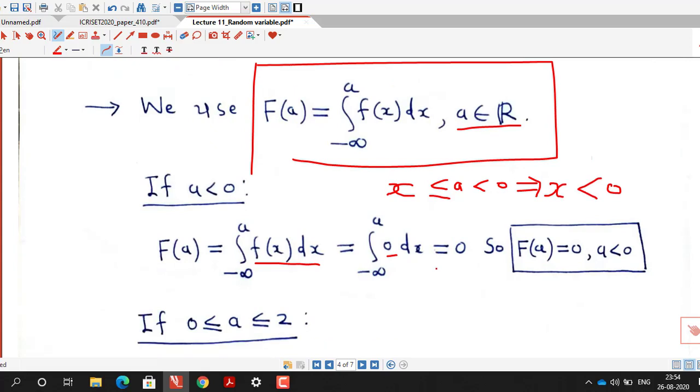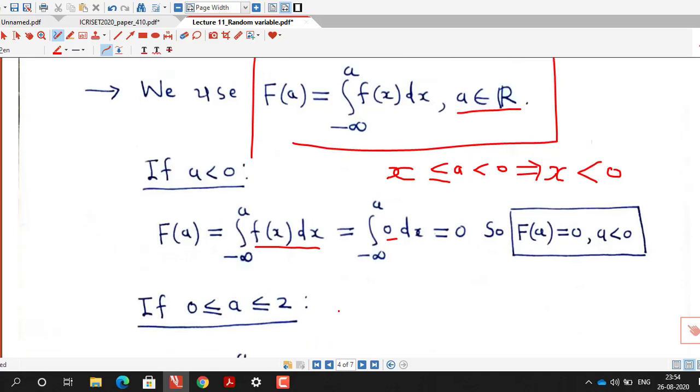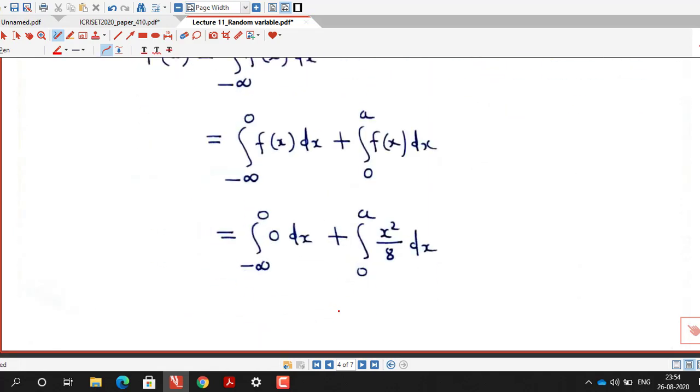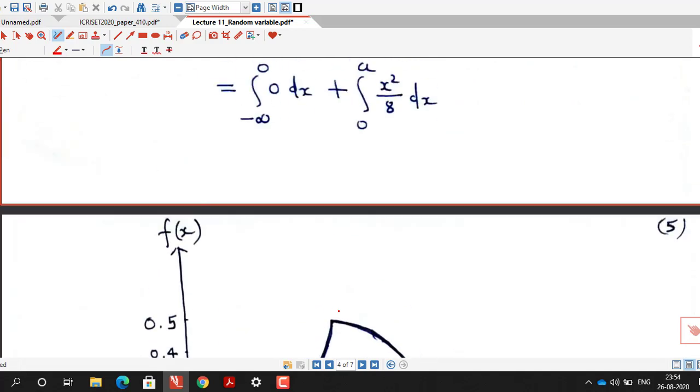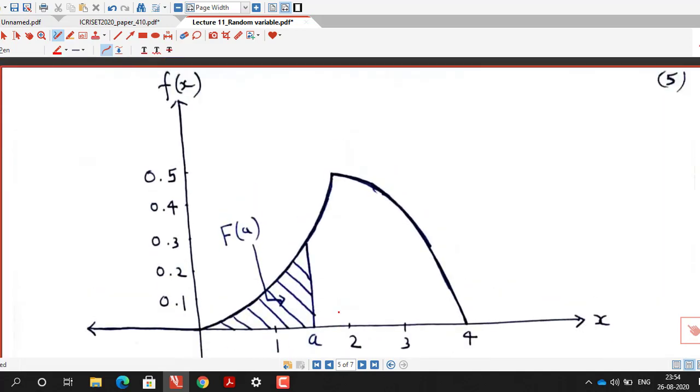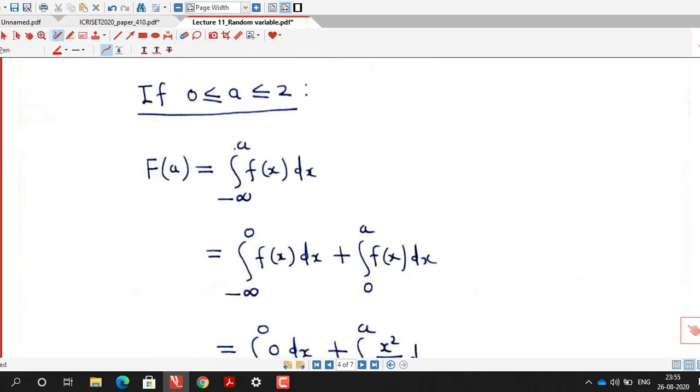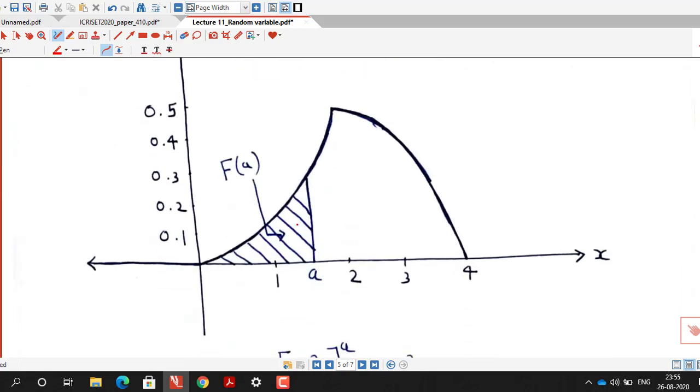Now suppose our number a is in the closed interval 0 to 2. Then in this case we understand from this figure, this is the figure of the density curve for this probability density function. So this a is in between 0 and 2, so we assume that suppose a is somewhere here, it is in between 0 and 2. This is 0.